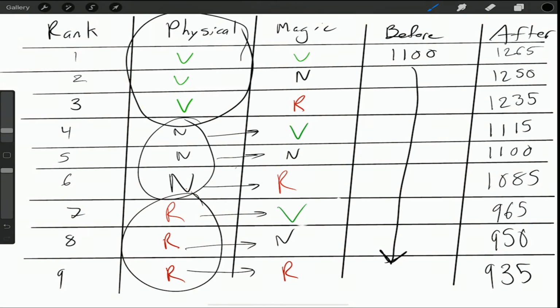The only time this will not hold true is if the magic amplifier is greater than 100%. The only time. So if you have a modifier that says the sword gets 110% fire damage, this is not going to be true. Instead, this would be magic and this would become physical.